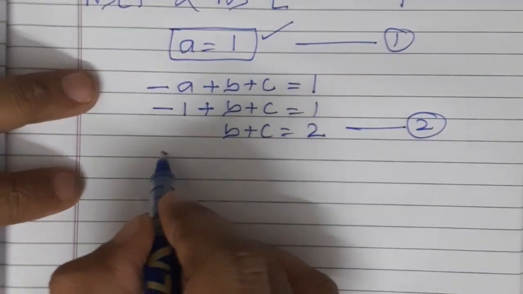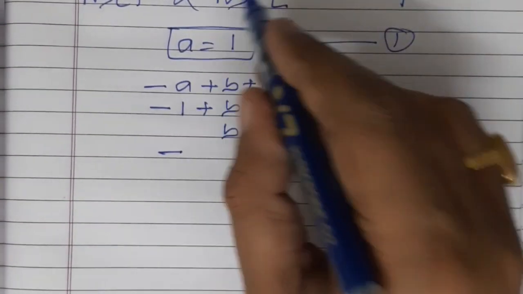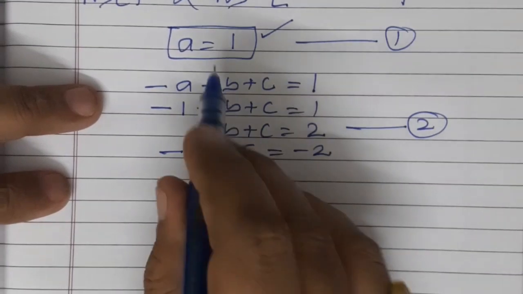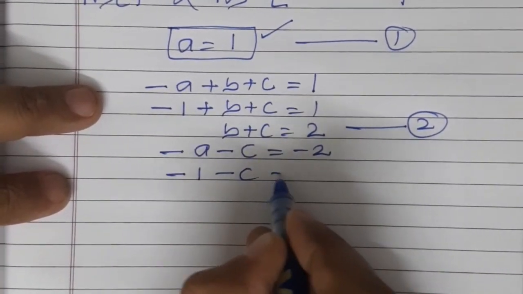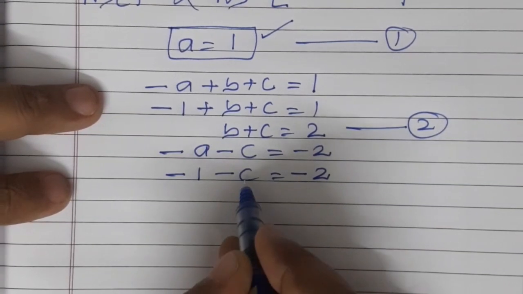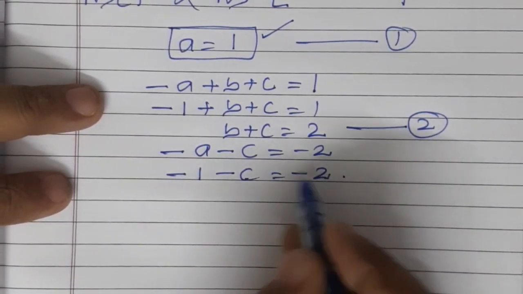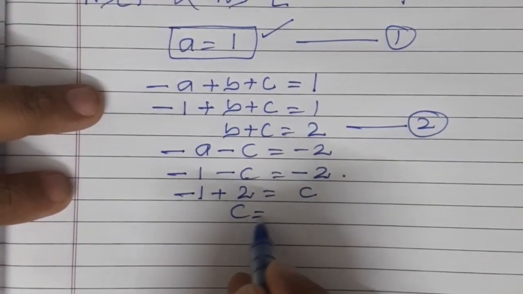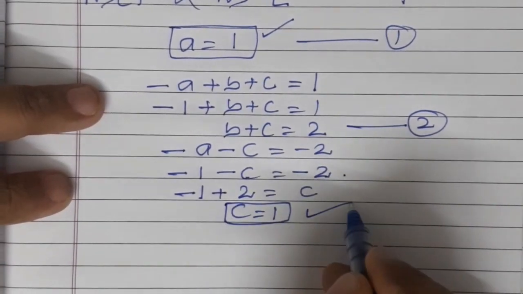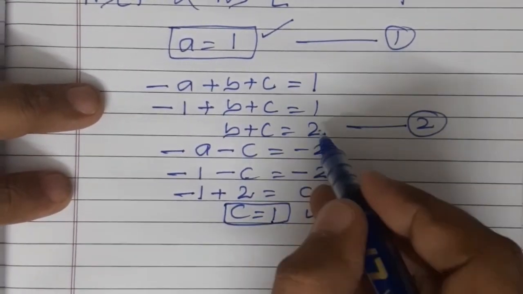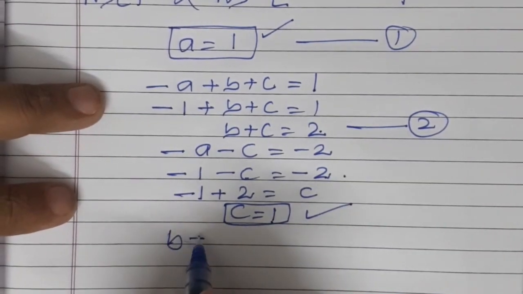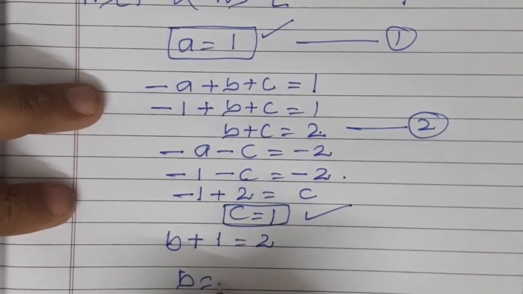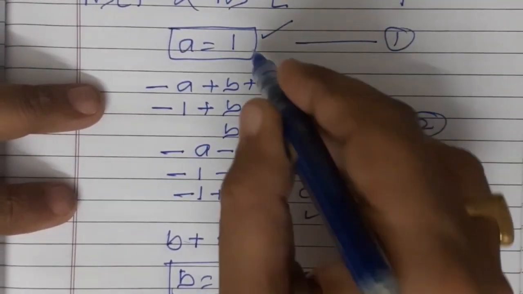Then I am comparing the power of T with T over here. Minus a minus c is minus 2. Clear? We know the value of a. Minus 1 minus c is minus 2. So if I take this c over here, and this minus 2 along this side, minus 1 plus 2 is c. So c is equal to 1. c की वैल्यू भी आ गई अपने पास. Now I am going to use this value of c in equation 2. So b plus c, c is 1, is equal to 2. So b is also equal to 1. So we have got the values of a, b and c.